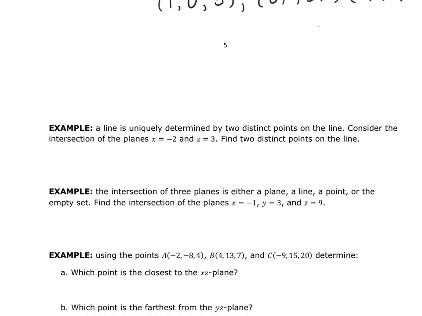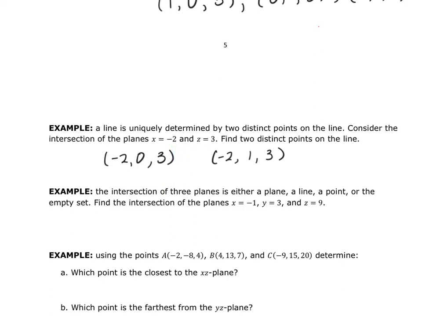Now, a line is uniquely determined by 2 distinct points on the line. Consider the intersection of the planes x is equal to -2 and z is equal to 3. Find 2 distinct points on the line. I need to make sure that my 2 points have the x as -2 and the z as 3. So the first distinct point I could have is (-2, 0, 3). Another one that I could have could be (-2, 1, 3), or I could have had (-2, 3, 3). But what I want to include is the one where I have 0 for the y part, and I have to ensure that both my x and my z are the same values of -2 and 3.